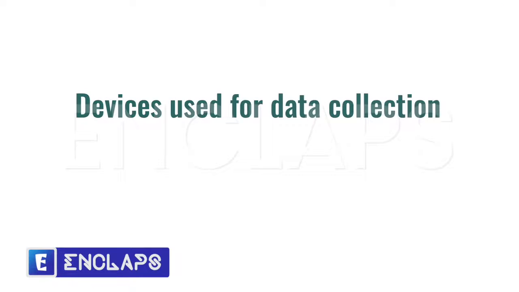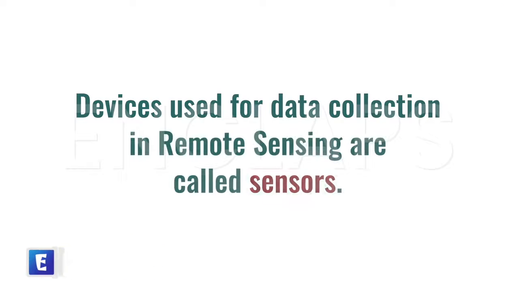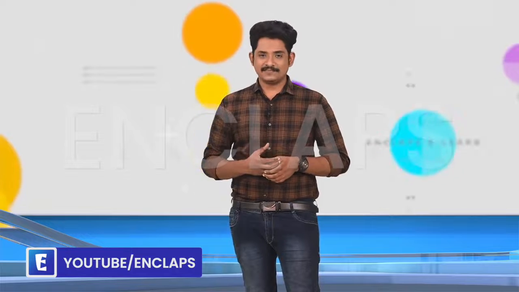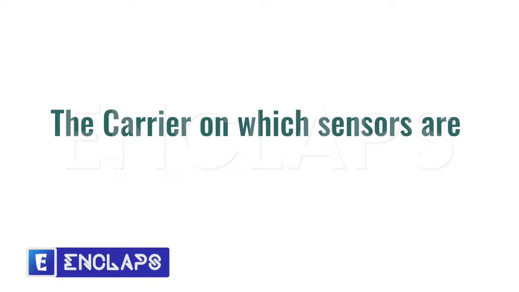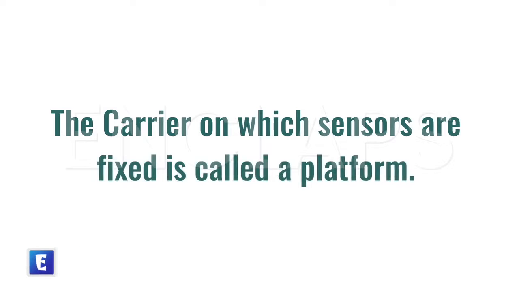Devices used for data collection in remote sensing are called sensors. The sensors record the electromagnetic radiations reflected by the objects. Cameras and scanners are examples of sensors. Have you heard about platform? The carrier on which sensors are fitted is called a platform.